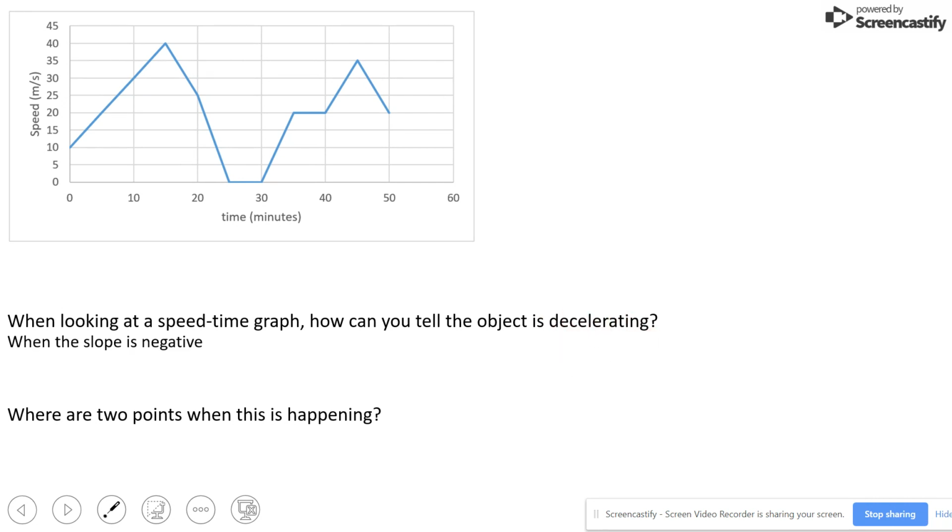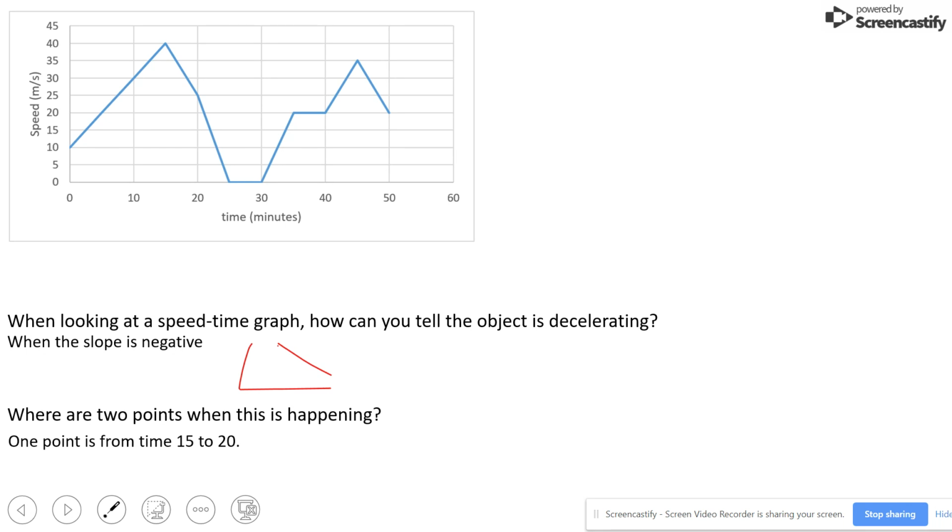So what we're going to look for is when the slope is negative. So any time that your slope is pointing down. So again, if this is your y-axis, this is your x-axis, it's any time that line is pointing downwards. So when we go to look at this graph, I can see 1, 2, again, 3 different points when it is decelerating or has a negative acceleration or is slowing down.